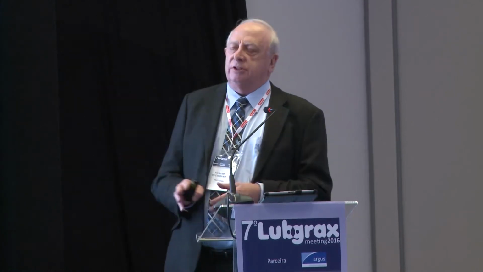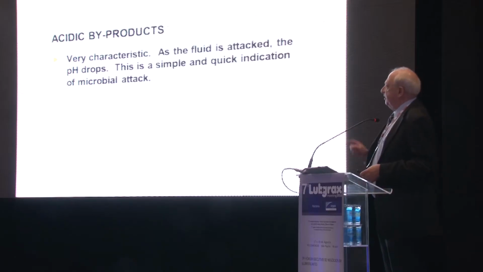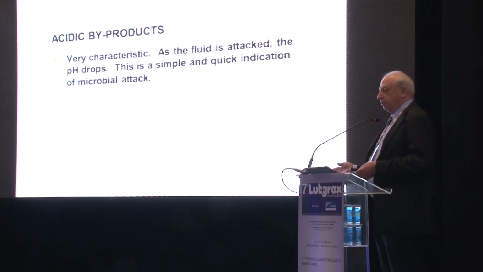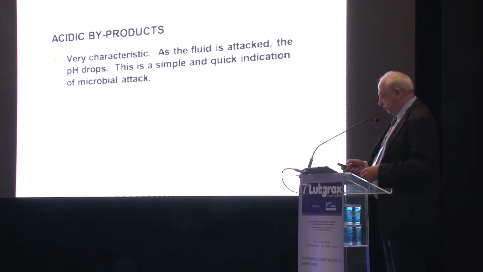As the fluid becomes contaminated, the pH drops. And that's a very simple and quick indication of microbial attack. If a plant is monitoring a fluid, and this morning the pH was 8.8 and now it's 8.2, you really don't need to wait for a dip slide. That tells you you've got contamination and it's growing very rapidly.